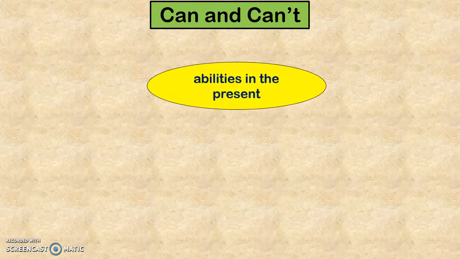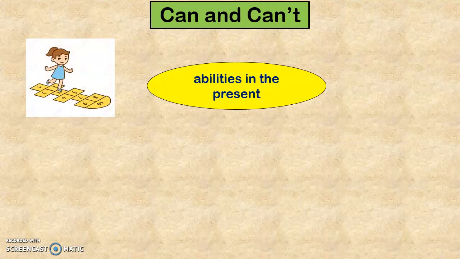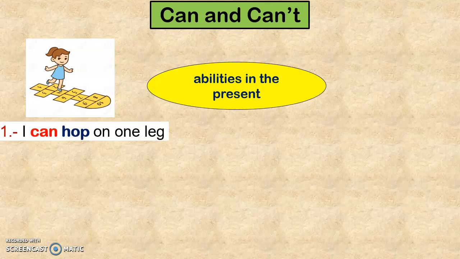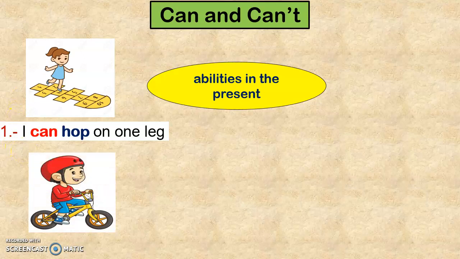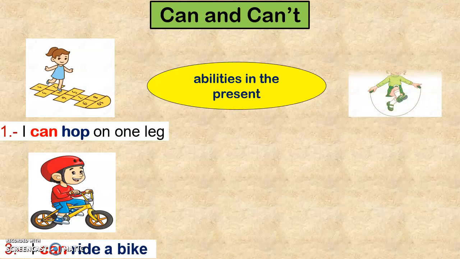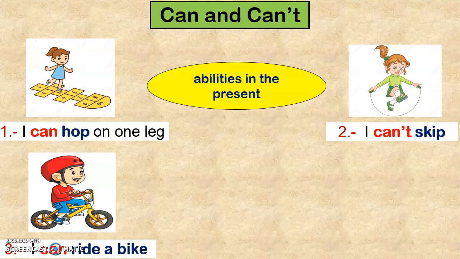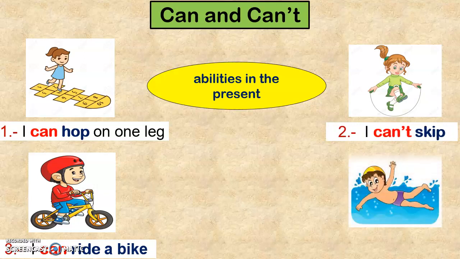Talk about abilities in the present. Don't forget that. Look at this picture and look at this example. I can hop on one leg. Great. I can ride a bike. Good. Look at this picture now. I can't escape. Oh, no. What about this one? I can't swim. Oh, no.